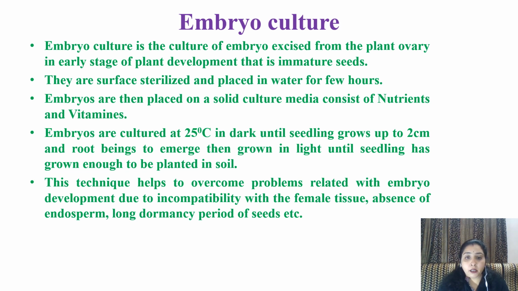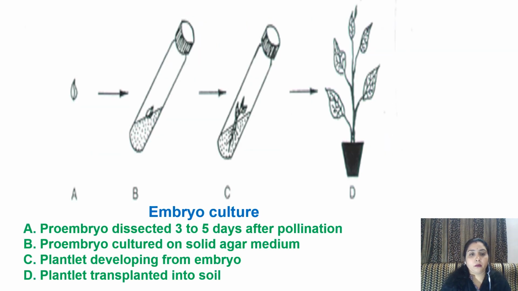This technique helps to overcome problems related to embryo development due to incompatibility with the female tissues, absence of endosperm, long dormancy period of seeds, etc. Here, this is the embryo dissected after pollination, pro-embryo cultured on solid agar medium, plantlet developing from the embryo, plantlet transferred into soil in a pot.